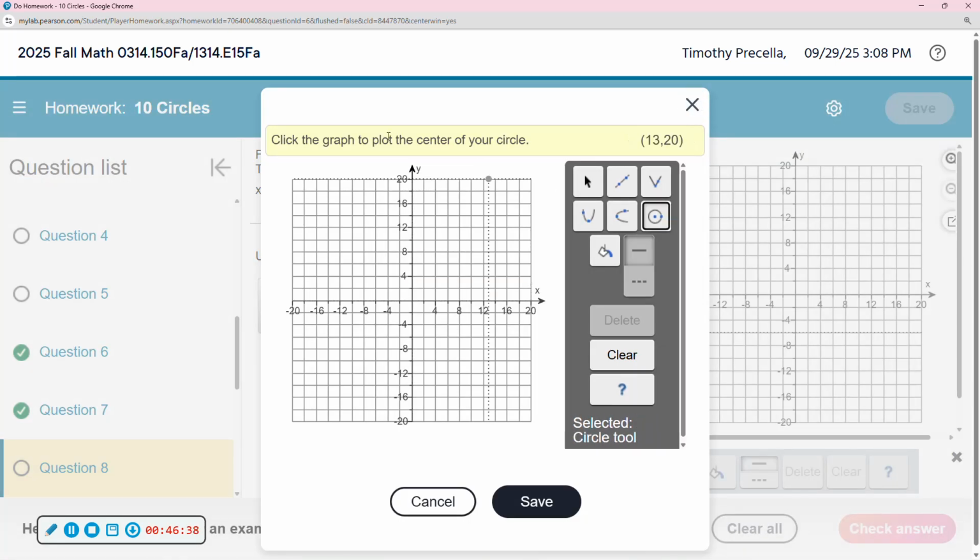Circle. Plot the center, and I forgot what the center was. 5, negative 2. Look at these. They're incremented by 2, aren't they? Yeah. So be careful. 5, and then just go down negative 2, so that's the first mark.